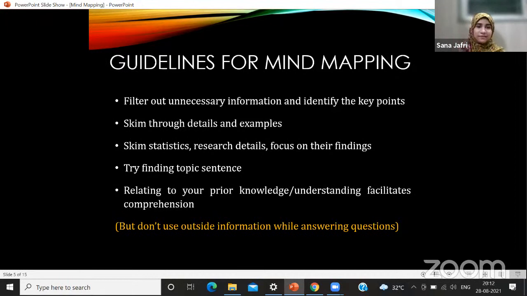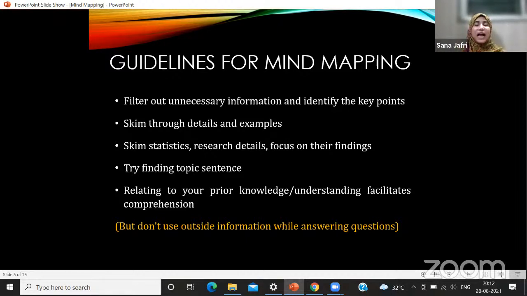But beware, don't use outside information while answering the questions. This is just to get conceptual clarity. You're not allowed to use any outside information. जो passage में दिया है, उसी पे rely करेंगे. Is this much clear? Okay, चलिए, great.